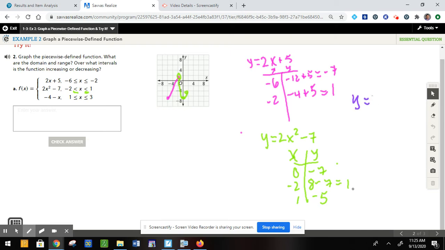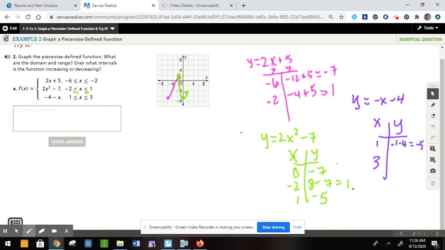So y is equal to negative. I'm going to write it as slope-intercept, so negative x minus 4. And since it's a line, I only need to do the endpoints. So 1 and 3. I'm going to substitute 1 in for x. That'd be -1 minus 4, which is -5.